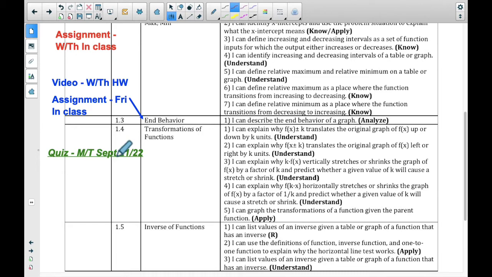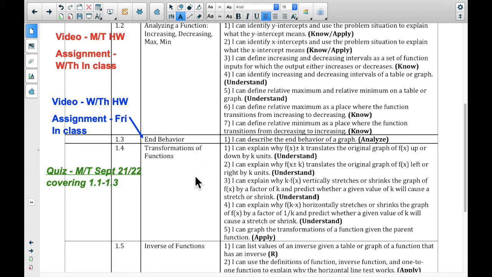Let me write that down. Okay, so again, quiz Monday, Tuesday, September 21st, 22nd, covering lessons 1.1 to 1.3. Again, if you need to pause and write this stuff down, I would recommend doing that. If you need to rewind to the top part of the page, you can do that too. And now we're going to turn over to the front page and get started on lesson 1.1.